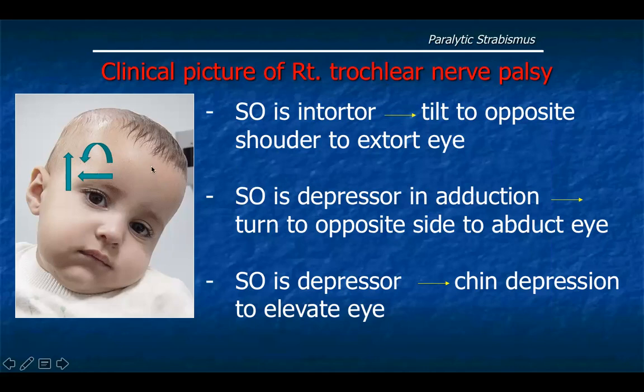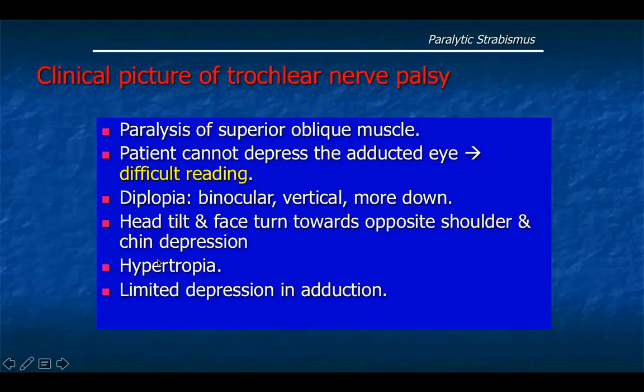When there is tilt to the opposite shoulder, the eye will move in the opposite direction, so it will be extorted. And the superior oblique is a depressor in adduction. So the patient is trying to avoid the adducted position by performing a face turn to the opposite side in order to abduct the eye and avoid the field of action of the superior oblique muscle. And the superior oblique is a depressor, so the patient acquires a chin depression to move the eye up and avoid the depressive effect of the superior oblique. So there is a head tilt, a face turn towards the opposite shoulder, and chin depression.